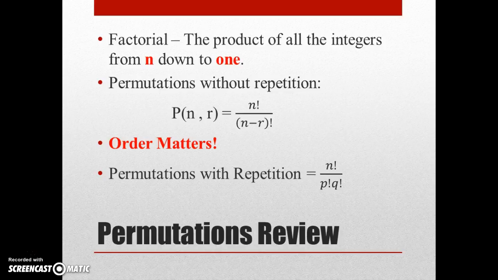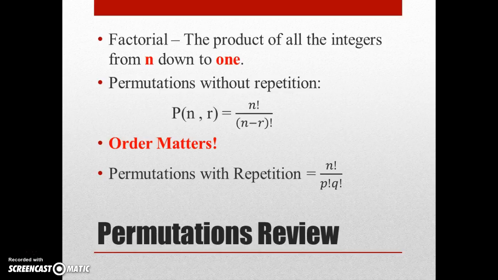So we learned the formula for permutations without repetition, and the formula for permutations with repetition. The one without repetition is our first one right here, and it's just n factorial over n minus r factorial. And then our permutations with repetition, this one right here, is just n factorial over p factorial, q factorial.